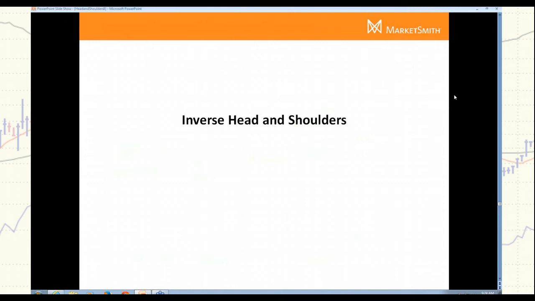So let's go to the inverse Head and Shoulders, and we'll move a little bit more quickly on this since we're starting to run out of time here. But inverse Head and Shoulders, just the exact opposite. This is a reversal pattern off the bottom. And it's where the head of the pattern, that's your key shakeout area. Okay, you're going to shake out all of the weak holders.